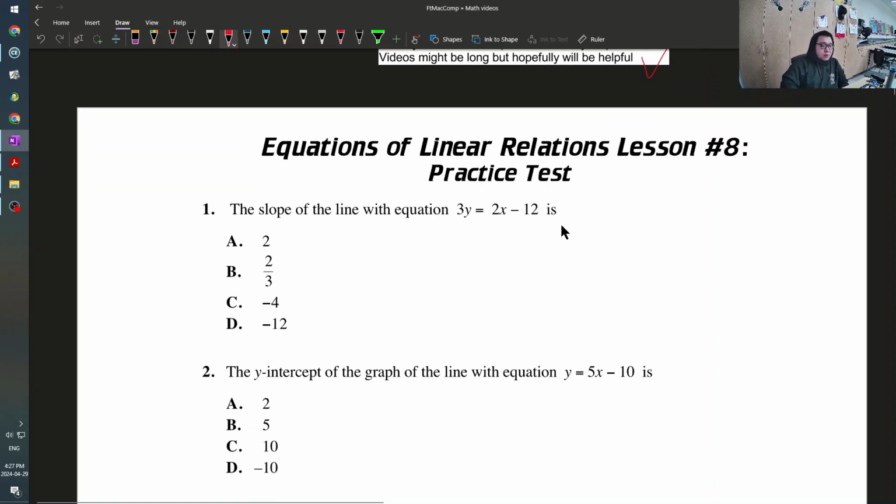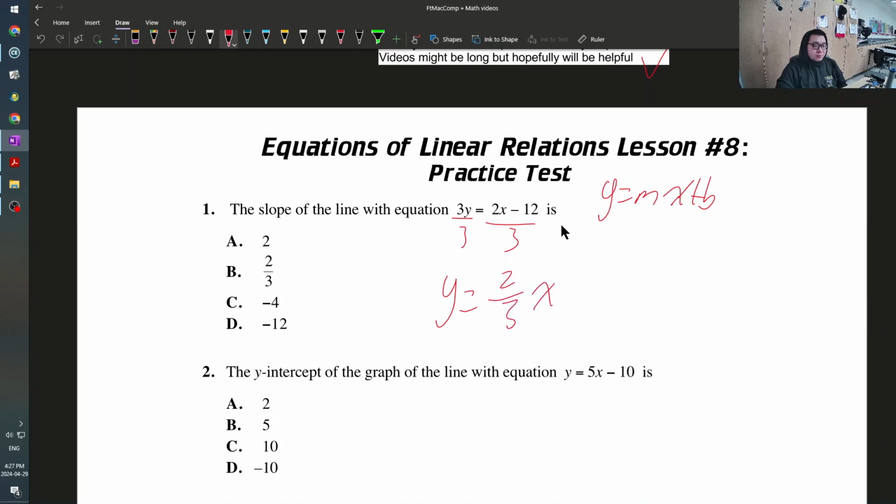So, the slope of the line with equation 3y is equal to 2x minus 12. We don't really like this form. We like y is equal to mx plus b. So divide everything by 3. We get y is equal to 2 over 3x minus 12 divided by 3 is 4. That's my slope, 2 over 3.